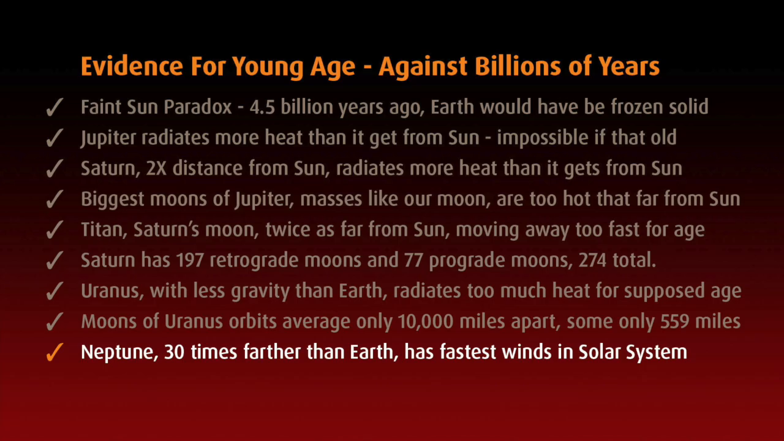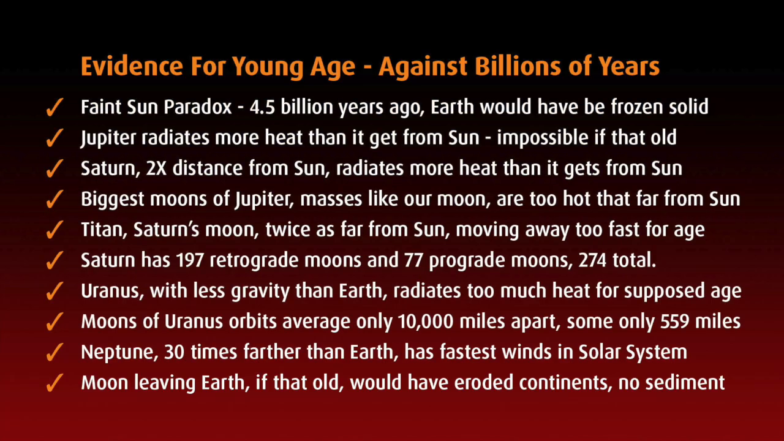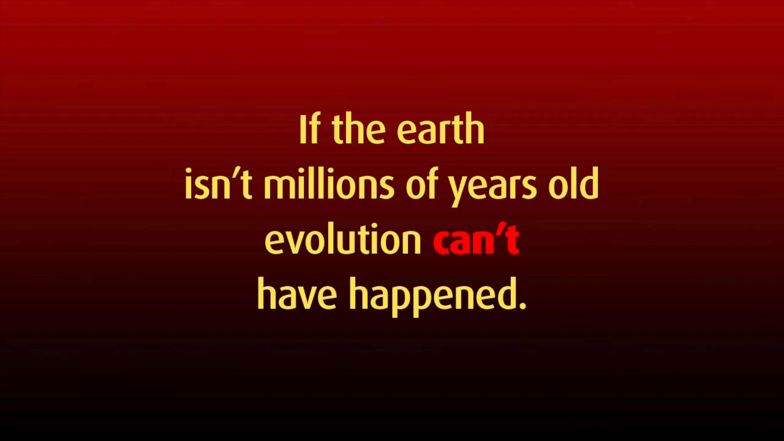Neptune, which is 30 times farther than the Earth, has the fastest winds in the solar system. Our moon is leaving the Earth, and if it were as old as they say, it would have eroded the continents, but there's no oceanic sediment to prove that. So again, you look at all these evidences against the billions of years. If the Earth isn't billions of years old, evolution can't have happened.